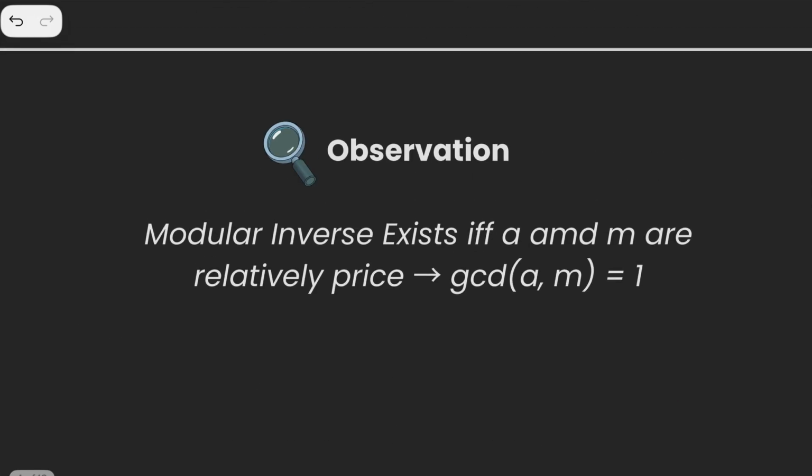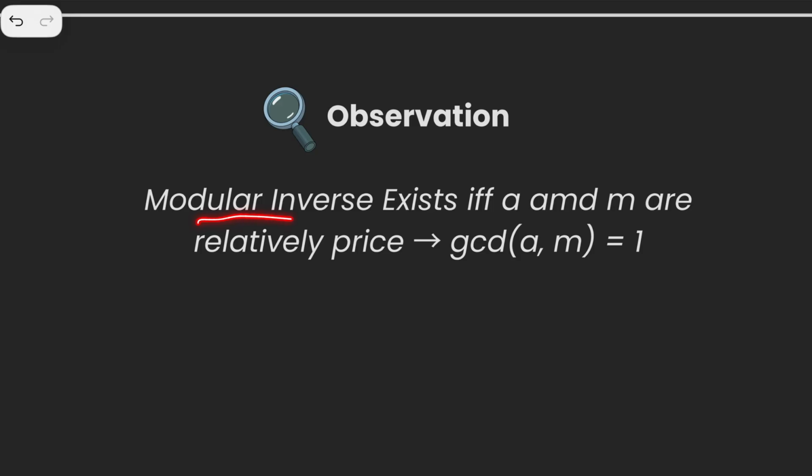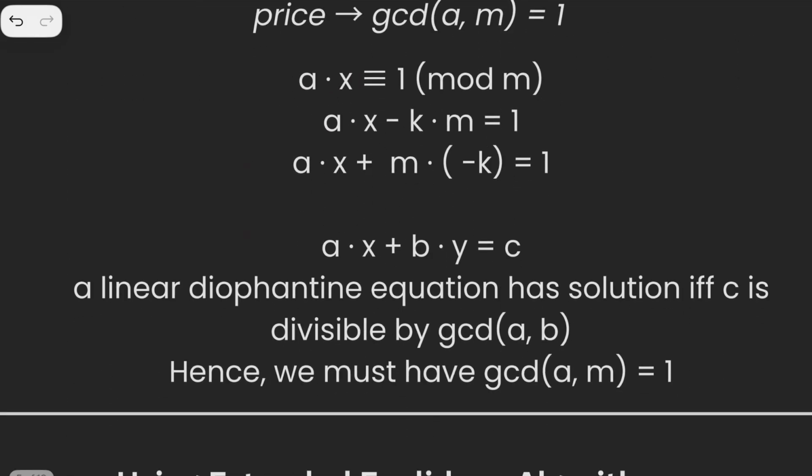And we have proved that. This is what we wanted to prove. Modular inverse exists if and only if a and m are relatively prime. So by using the linear Diophantine equation and its observation, we managed to prove the solution exists. The inverse exists if and only if GCD of a and m is equal to 1.